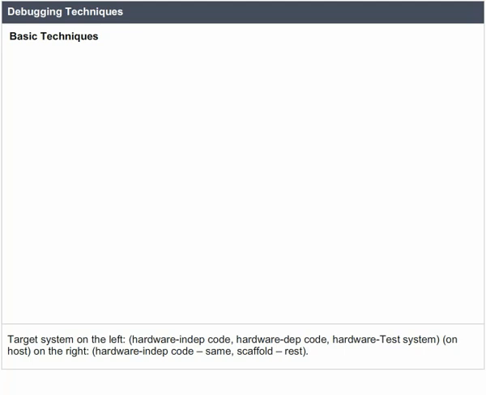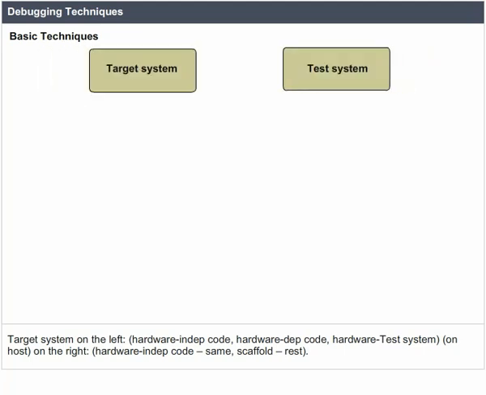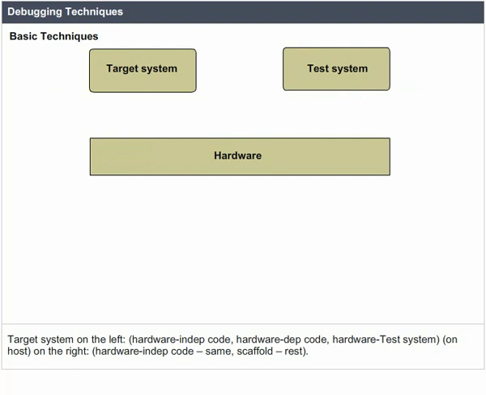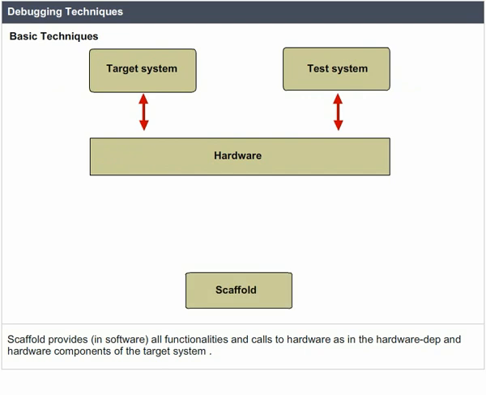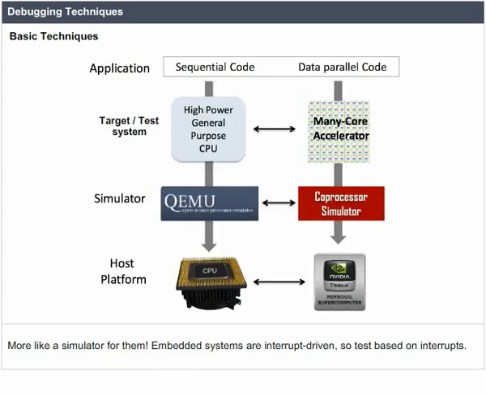Basic techniques. Target system on the left: hardware-independent code and hardware-dependent code. Hardware test system on the host on the right: hardware-independent code, the same, and the scaffold rest. The scaffold provides in software all functionalities and calls to hardware as in the hardware-dependent components of the target system, more like a simulator for them.